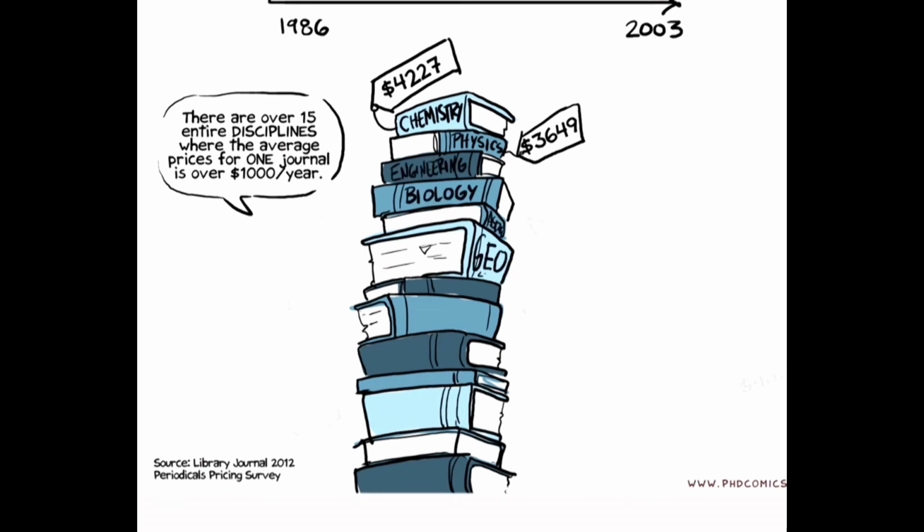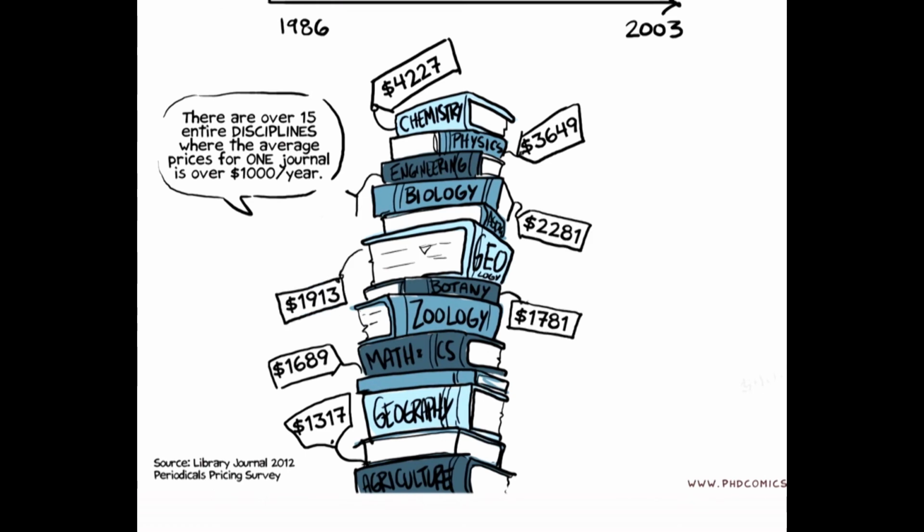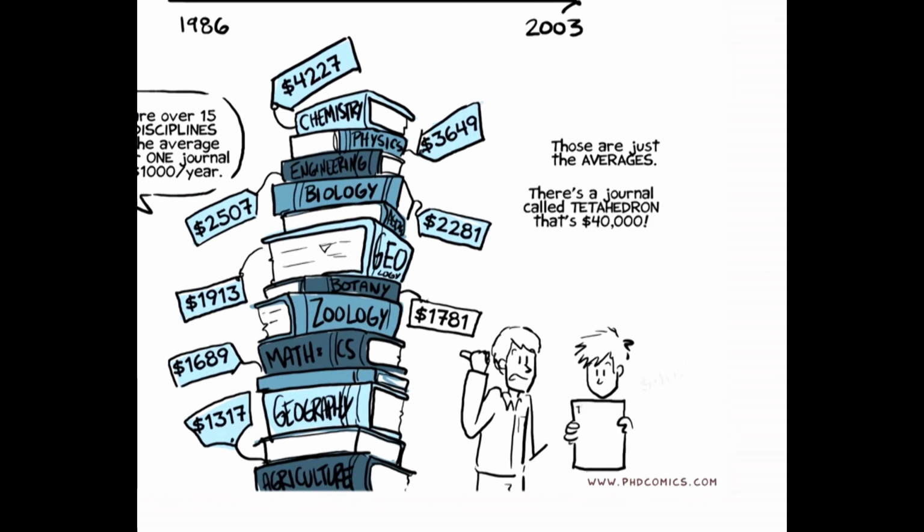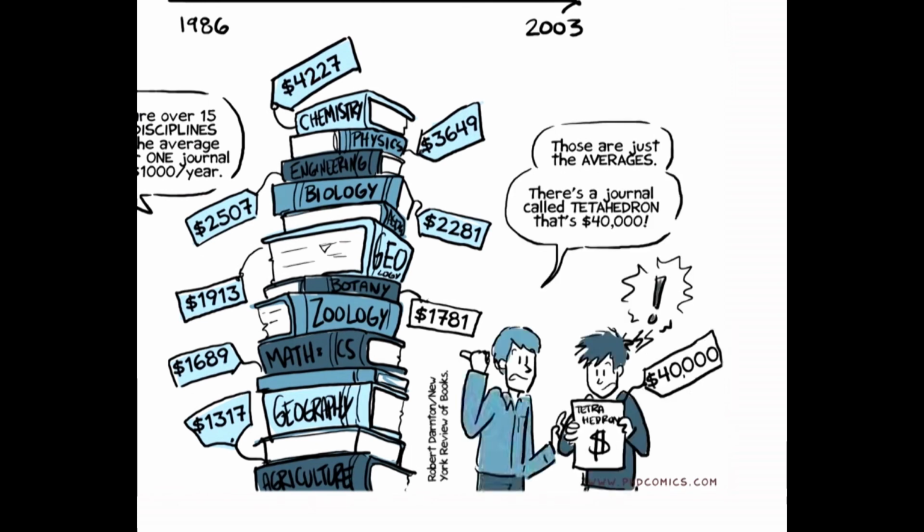$3,649, and it even goes down into, like, agriculture is still over $1,000, and geology and botany all over $1,000. And those are just the averages. Those aren't like the way out there. So there's a journal called Tetrahedron that's $40,000.